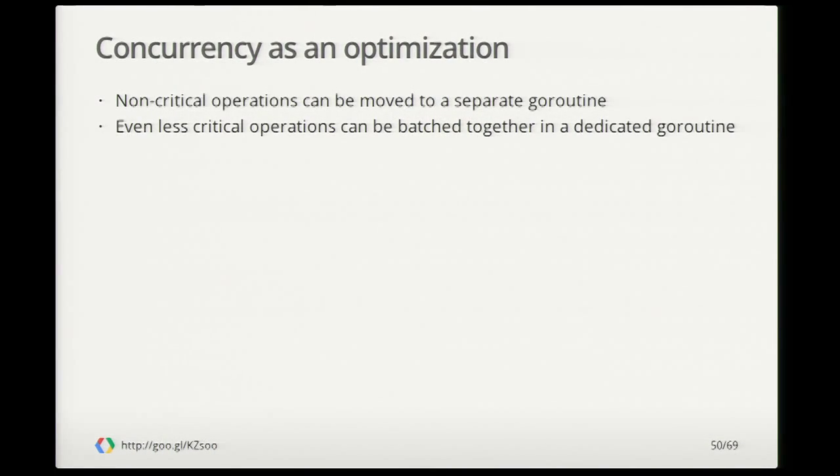One other place we use concurrency is as an optimization. Sometimes you have actions in the request response path that don't actually need to be completed by the time you serve the response. So we can move those into a separate Go routine. Even less critical things can just have a dedicated Go routine running in the background, gathering up all this information and batching it together into one request or one database update or whatever it is.